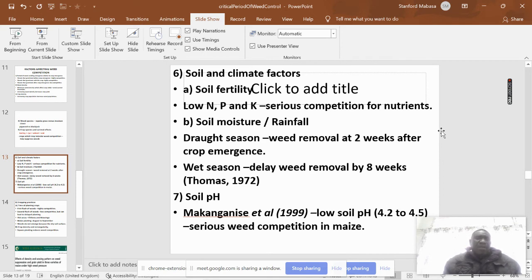1972. Soil pH may also influence the time when weeds have to be removed, especially low pH. There could be serious weed competition in maize, as was reported by Makanganisa et al., 1999. This means that weeds have to be removed much earlier under low soil pH.